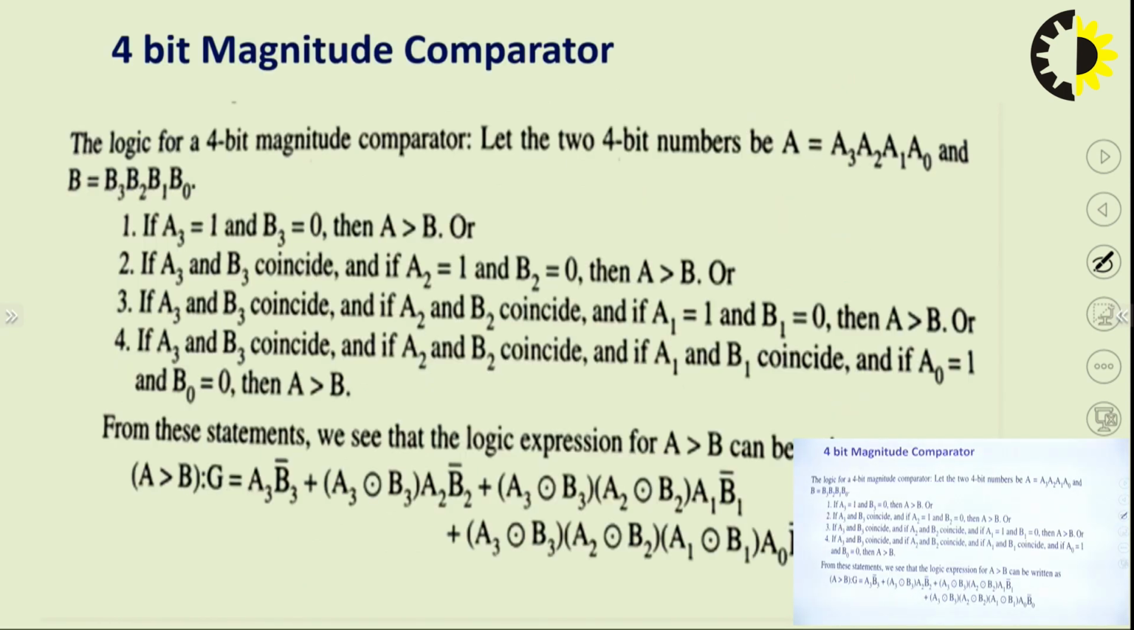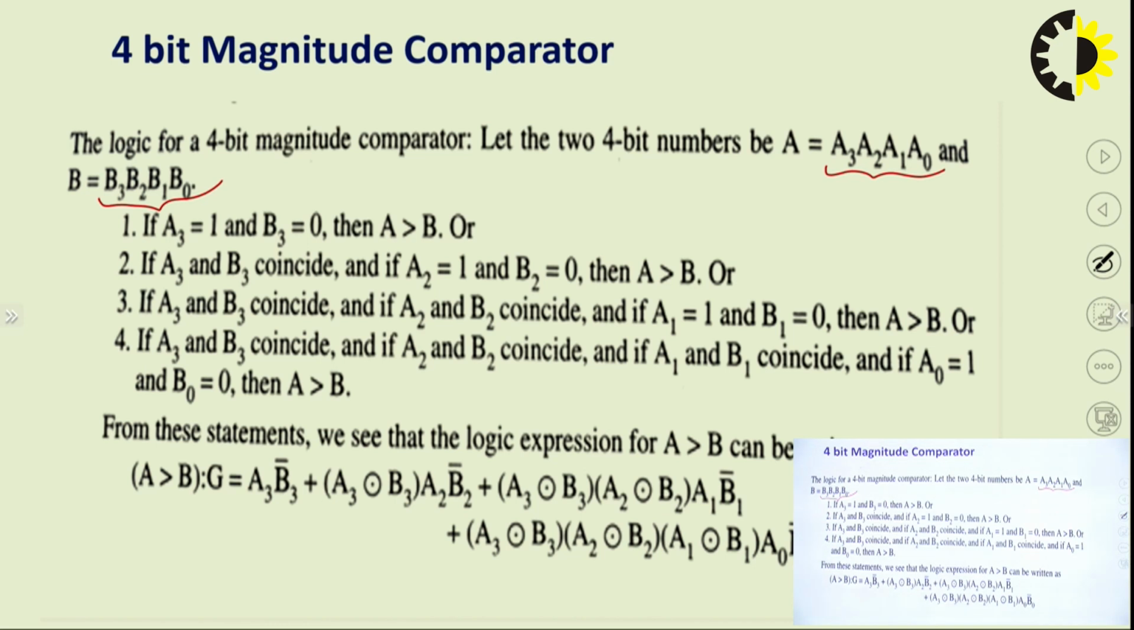Now coming to the 4-bit magnitude comparator. In a similar way, we can design the 4-bit magnitude comparator circuit. Let us see how we will design it. Here the logic for a 4-bit magnitude comparator circuit, let the two 4-bit numbers we are taking be A0, A1, A2, A3 and B0, B1, B2, B3.